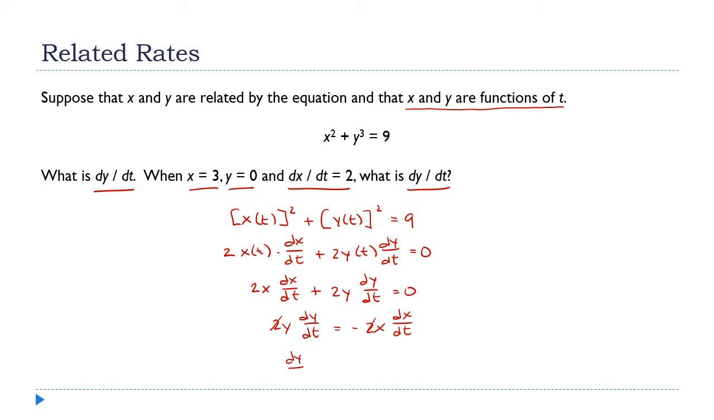dy/dt equals negative x times dx/dt divided by y. Okay, that's the first part of the question. That is, what is dy/dt? And the second part says when x is, it gives you some numbers, right? And all I'm going to do is put those numbers into here. dy/dt equals negative x is 3, dx/dt is 2, and y is 0.